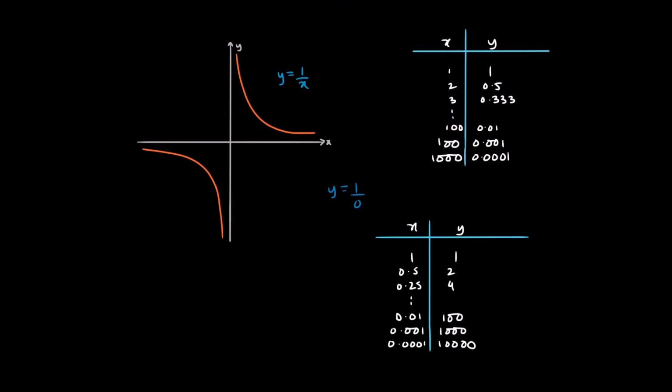Now these two lines, y equals 0 and x equals 0, which the curve doesn't touch, we call our asymptotes. Now y equals 0 is our horizontal asymptote since it's a horizontal line, and x equals 0 is our vertical asymptote since it's a vertical line.